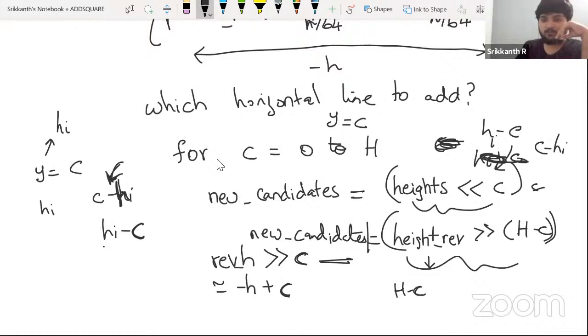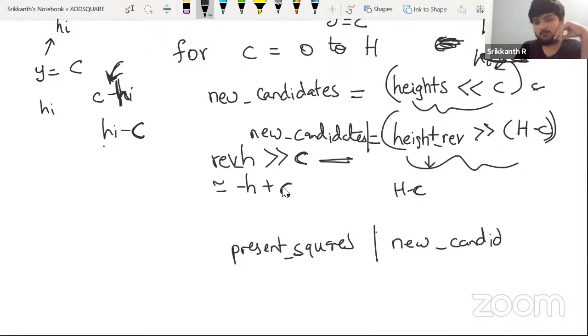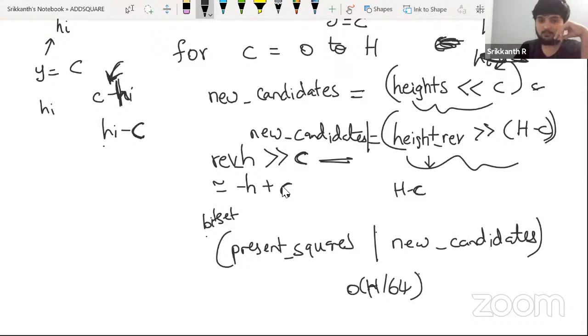Once you get the new candidates array, the set of possible squares that you can get would be the present squares bitwise OR with the new candidates. Again, this is n by 64, or h by 64, and this is a bitset. All we have to do is count the number of ones. There is an inbuilt function called count, which also works in n by 64. So all operations, OR, XOR, etc., are all n by 64.